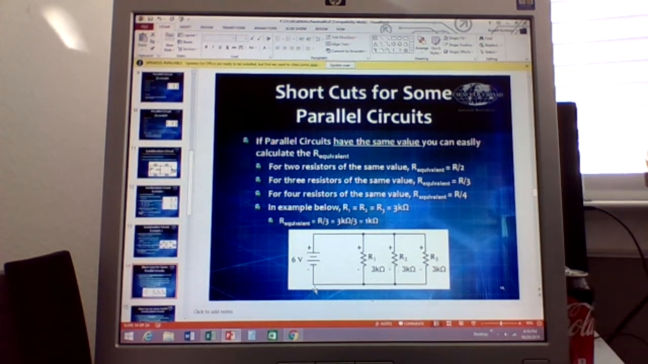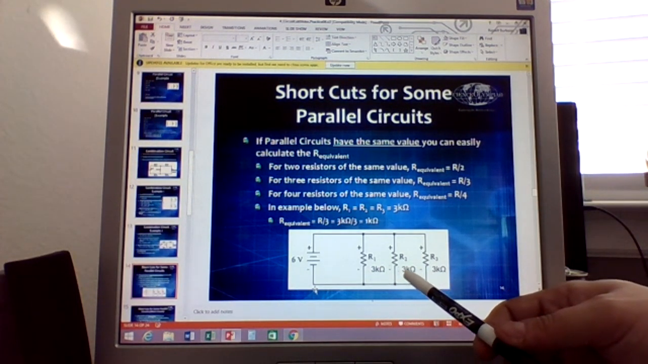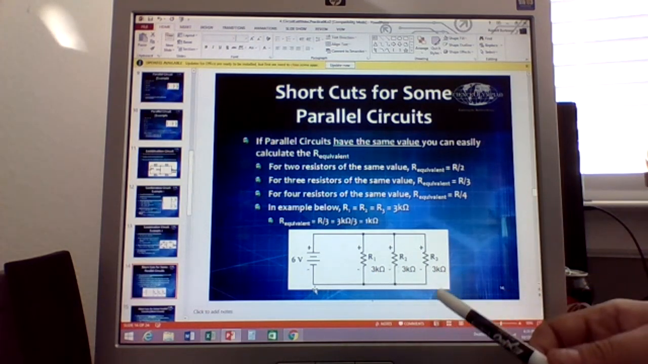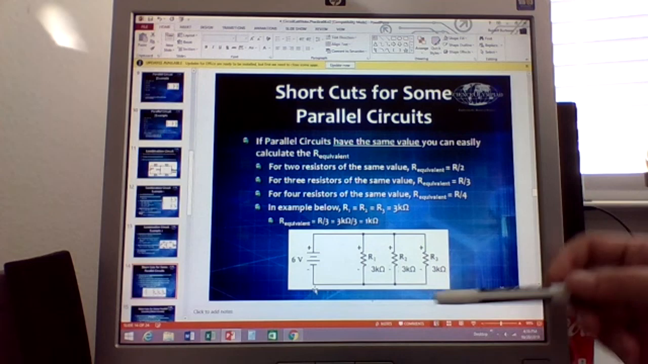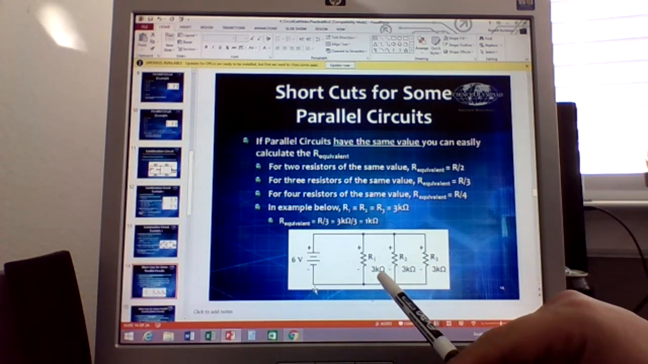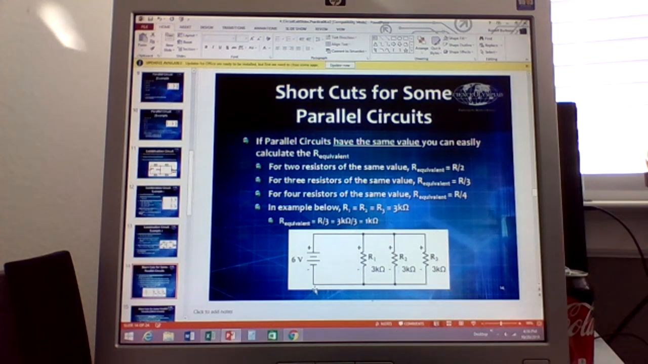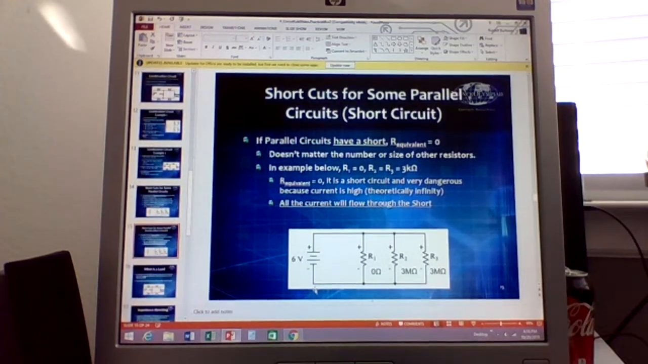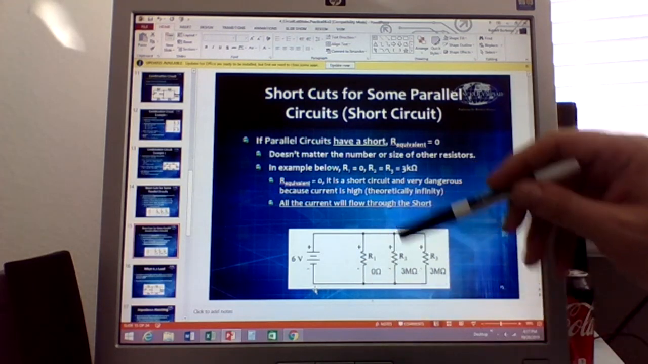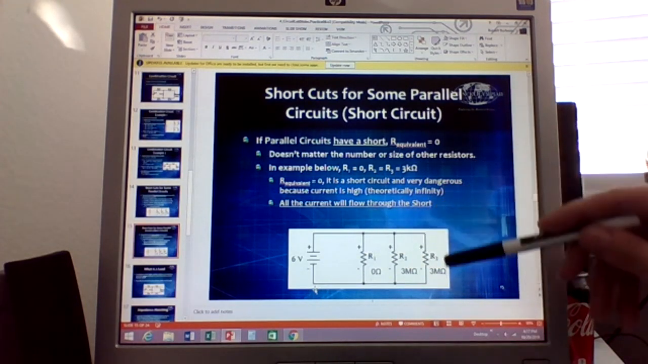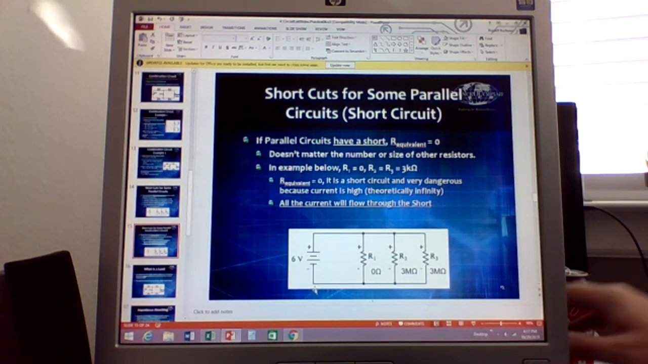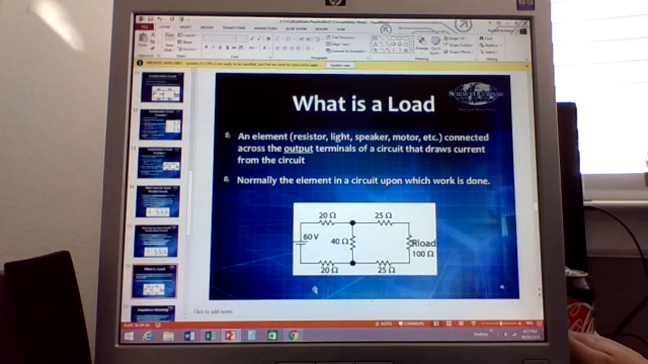Now, keep in mind, one of the shortcuts is that if all the items in parallel are the same, you can just divide by the number that you have there. So here we've got three 3 kilo ohm resistors in parallel. That's the same as a 1 kilo ohm resistor. But keep in mind, in parallel, it'll always be less than or equal to whatever your smallest value is. So in this case, I shorted it out. Therefore, the equivalent resistance is 0, which is a very bad situation.